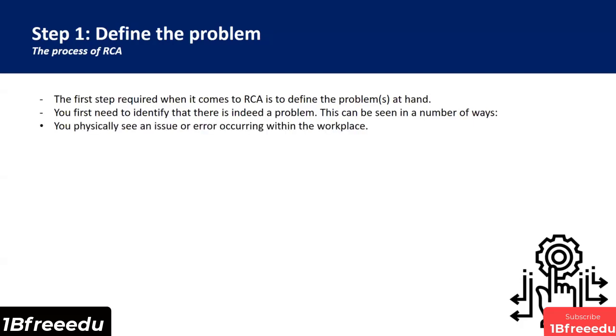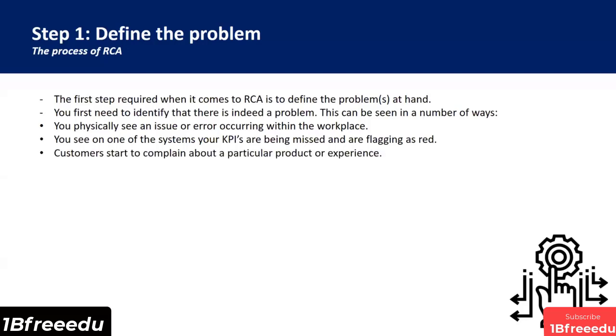You physically see an issue or error occurring within the workplace. Now this could be a physical thing. So you see continuously seeing accidents happening in a specific part of the workplace, or you can see that the setup of how people sit within an organization isn't actually quite physically beneficial for that team. This is something you can physically see. You see on one of the systems, your KPIs are being missed and are flagging as red. Again, this is a visual thing. I can see there's an issue with my KPIs. They're not being met. Customers start to complain about a particular product or experience. Again, you see that in the figures, customer complaints are spiking because of a particular product.